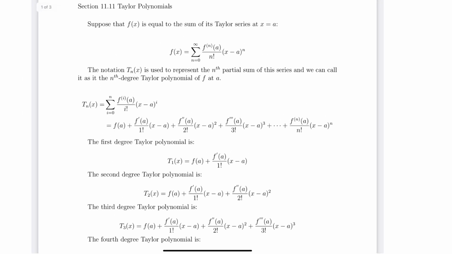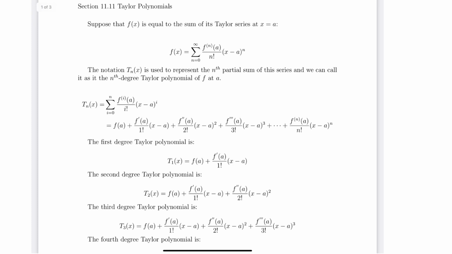First thing I want to show you is this right here. When you're taking your Taylor series, if we stop it at a certain point, for instance, if we stop it right here when our power is 2, we call this the second degree Taylor polynomial. If we take our Taylor series and stop at 3, we call that the third degree Taylor polynomial.